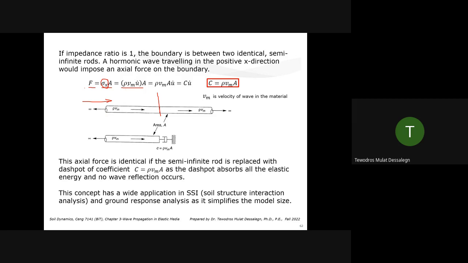That stress can be given by, remember the particle velocity we talked about? Over there, we derived the density times the wave velocity. Vm is now the wave velocity in the material. It can be Vp or Vs, times the particle velocity is a stress. We derived that somewhere in this chapter, I believe.